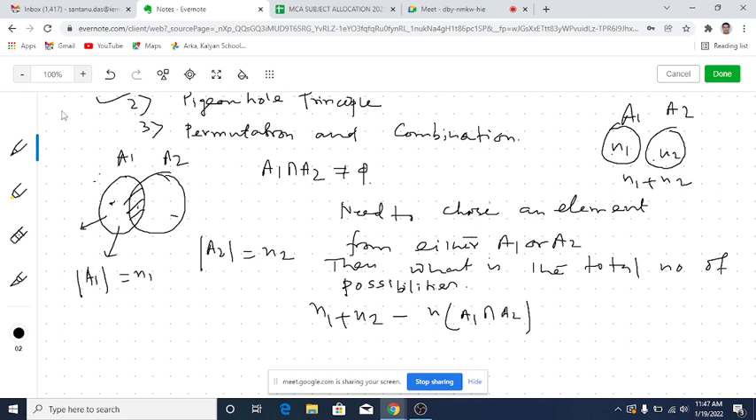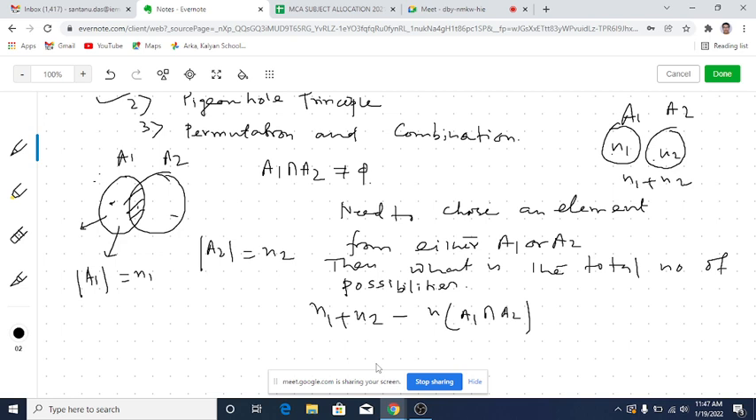Yes, sir. So this is called the inclusion exclusion principle. That means whenever we are choosing an element from here, we are including that. Similarly, whenever we are counting a2, we are including that element. So we need to exclude the elements which we are taking twice by subtracting the total number of elements in the intersection of the two sets. So this is called the inclusion exclusion principle. Is that clear?